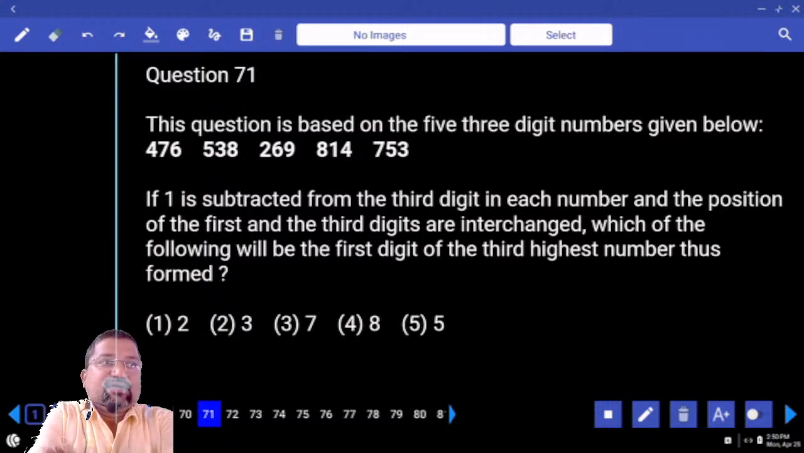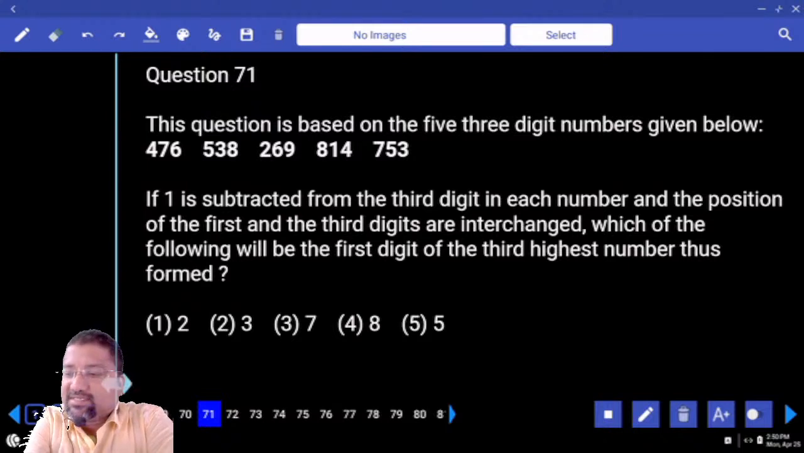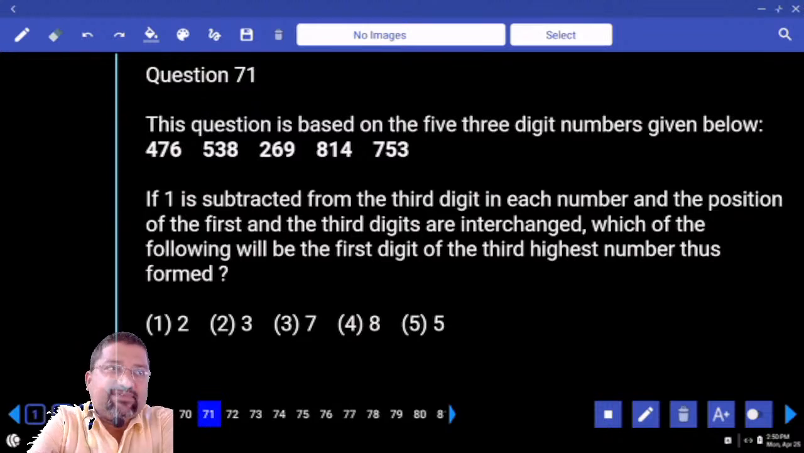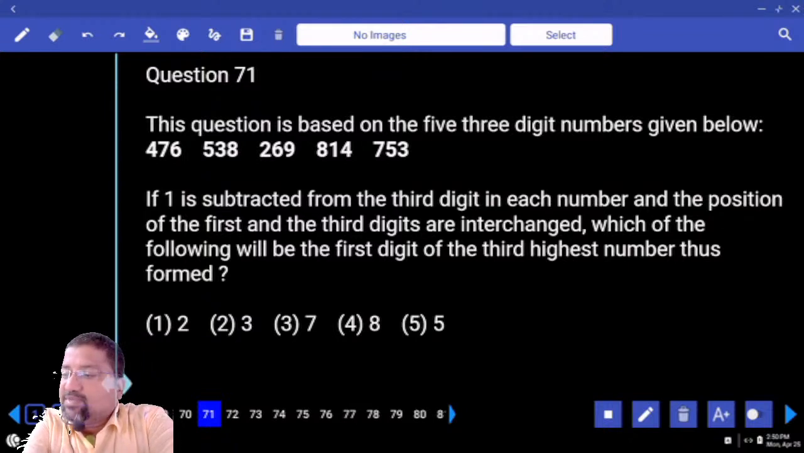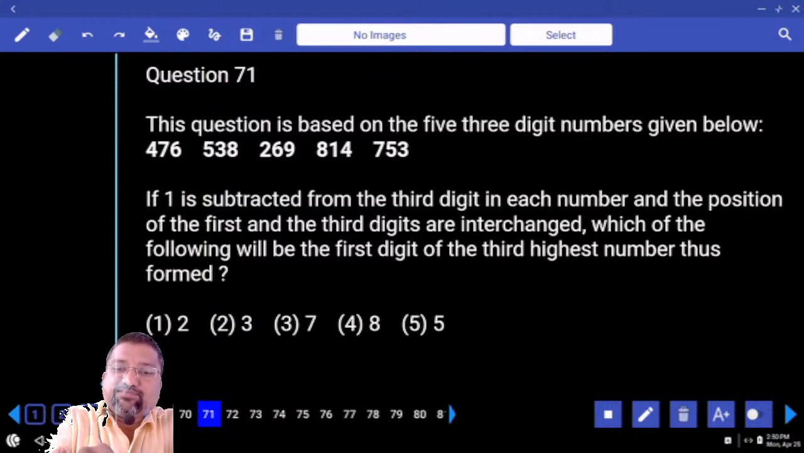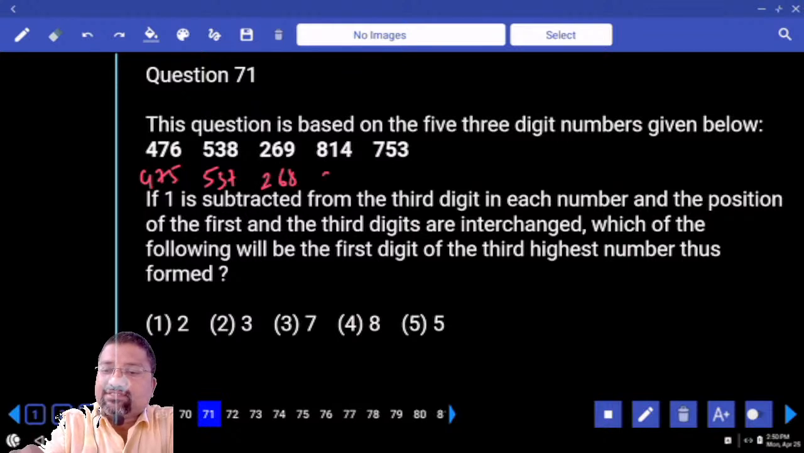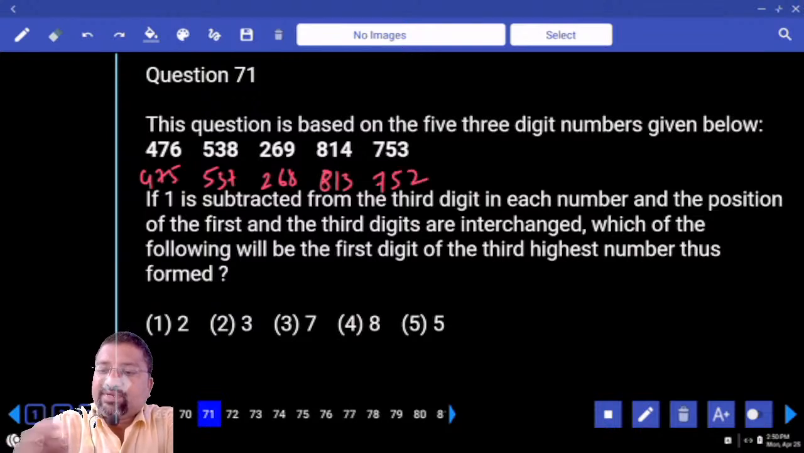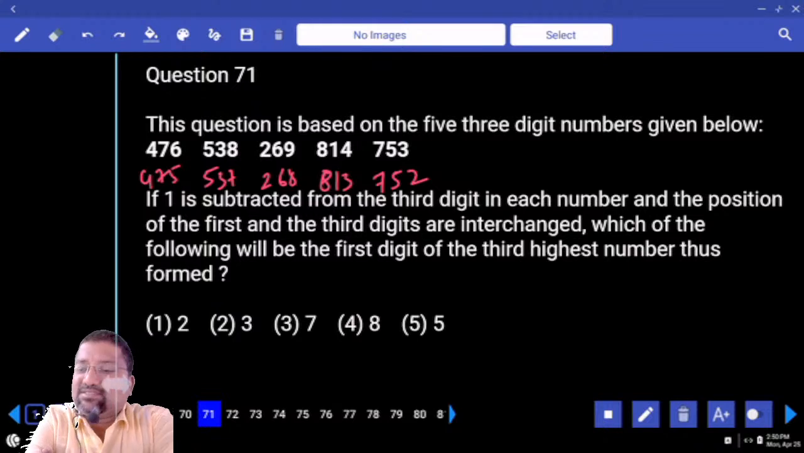What is the question? 1 is subtracted from the third digit of each of the numbers and the positions of first and the third digit are interchanged. Which of the following will be the first digit of the third digit number thus formed? First, what is my first duty? Subtract 1 from the third digit. So what does this become? 475. What does this become? 537. This is 268. This is 813. And next is 752. You have to interchange what? First and last digit.